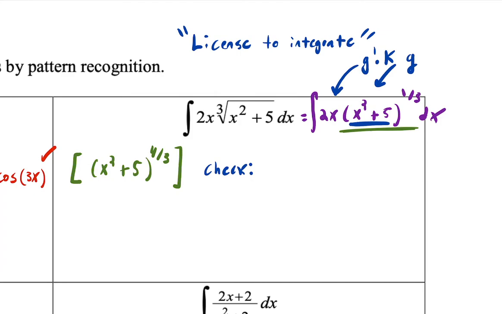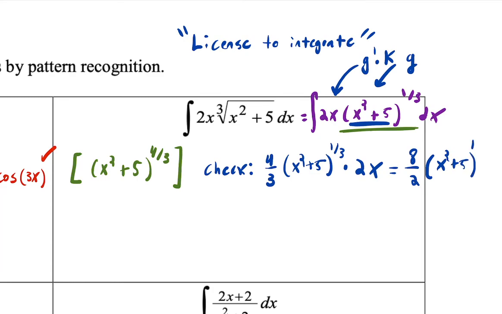If I took this derivative, I would have 4/3 times x squared plus 5 to the 1/3. So I nailed that part. Chain rule times 2x. So what I'm going to have out front here is 8/2 times x squared plus 5 to the 1/3.